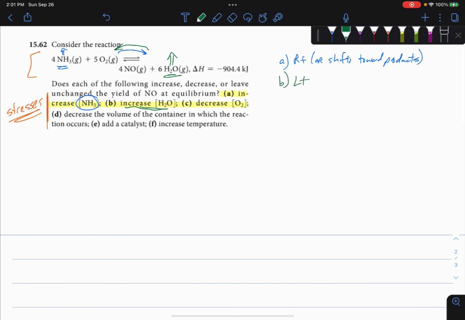B, it's going to shift back to the left. Or you could also say, shifts toward the reactants. And then finally, the oxygen changes. We're going to decrease the oxygen. So imagine removing it in that scenario.